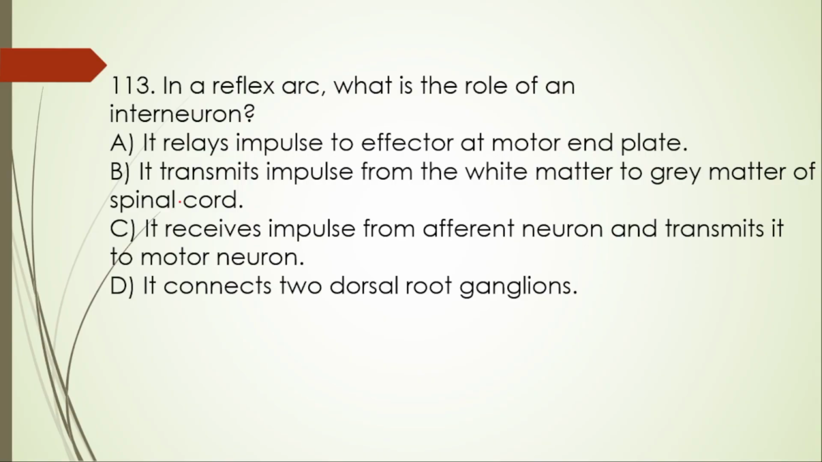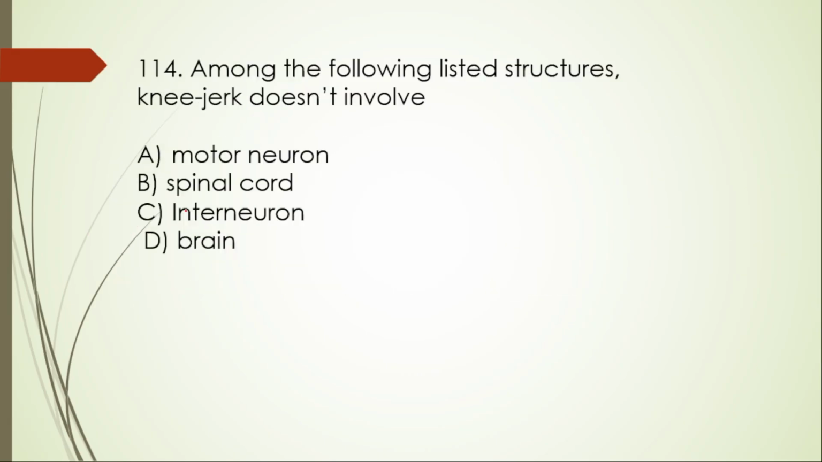113. In a reflex arc, what is the role of an interneuron? A. It relays impulse to effector at motor end plate. B. It transmits impulse from white matter to the grey matter of the spinal cord. C. It receives impulse from afferent neuron and transmits it to the motor neuron. So this one is the right one.